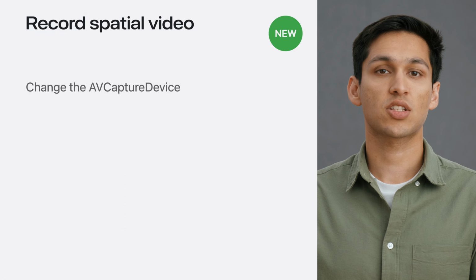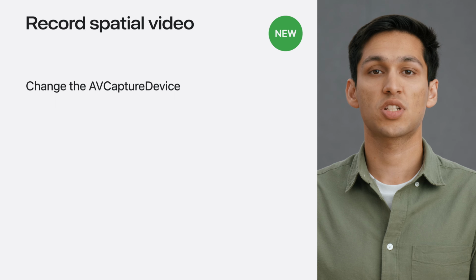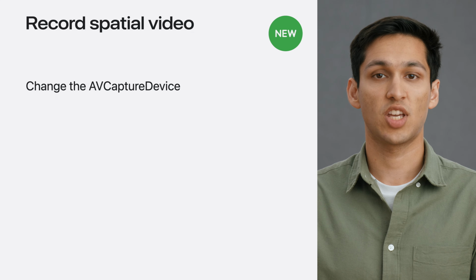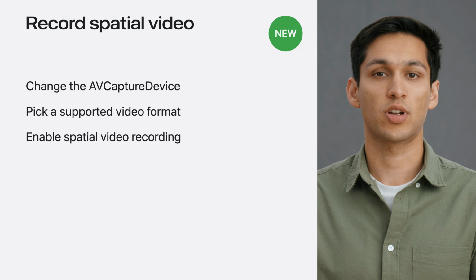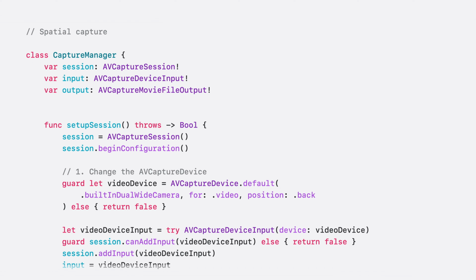Now, let's extend this code to record spatial video. We just have to do 3 things: change the AV Capture device, pick a supported video format, and enable spatial video recording on the output. First, we'll change the AV Capture device. We'll use the built-in dual-wide camera since spatial video requires the wide and ultra-wide cameras to be streaming simultaneously.